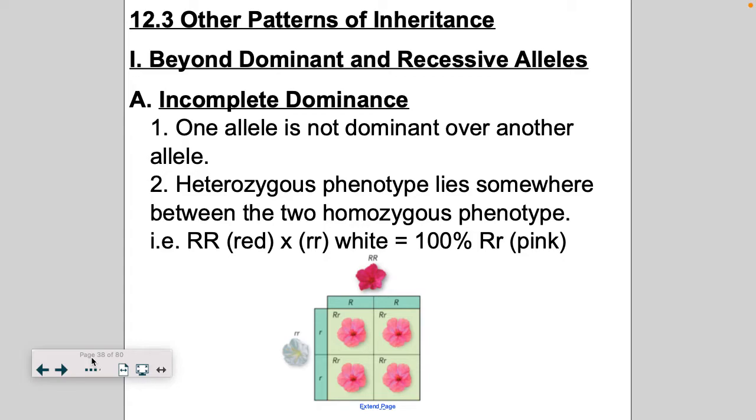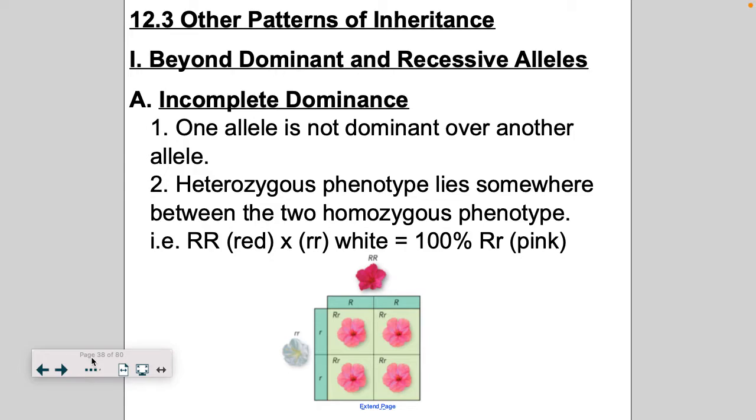And so the first one that we are going to cover is incomplete dominance. And this is a case where one allele is not dominant over the other. So they call it incomplete. The heterozygous, so hetero means you carry the allele for both the capital letter and the lowercase letter. That phenotype, what you can physically see, is somewhere between the two homozygous phenotypes.